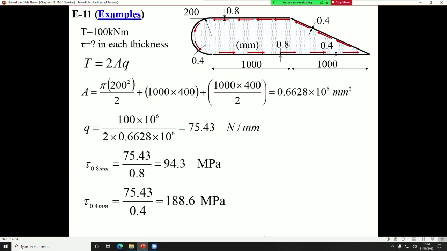Any question related to slide 11? So we move on to the next slide, if you have no questions. Yes, please. Yes. For a single cell, if you have the value of q, you divide it by the thickness, it gives you the shear stress. Does it make sense? Okay.